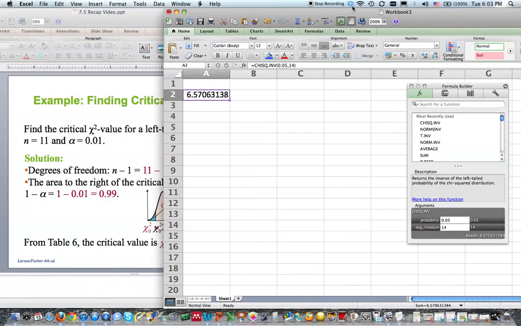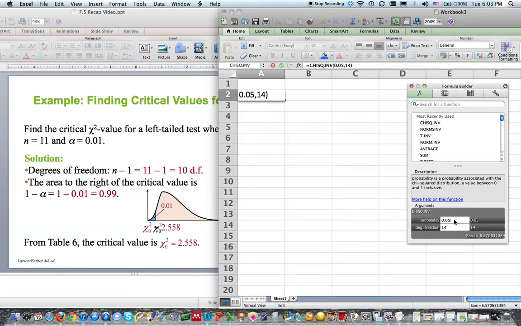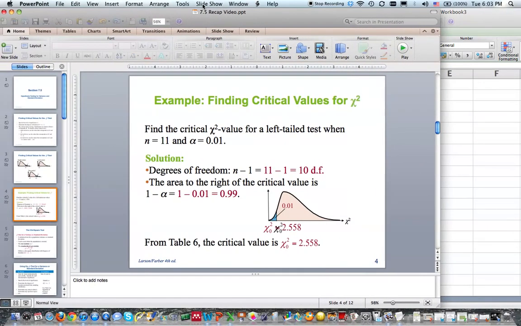So if we want to use Excel, we now have a probability. We need to do 1 minus, since it's left, we're going to do 1 minus alpha, which is 0.01, and degrees of freedom is 10. All right, I've done something wrong here. Oh, I put a comma. All right, so we just need to do 0.01 since that's our alpha and we're finding the left. And we type in 10 and we get out 2.558 to be our critical value for this part.